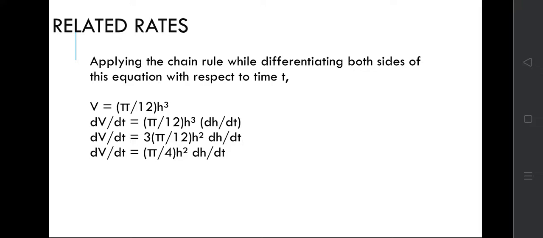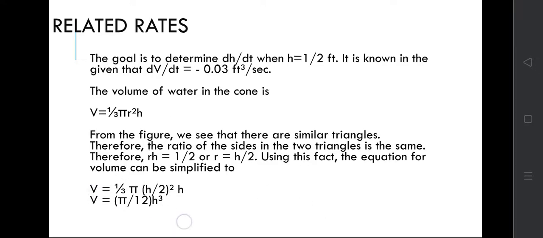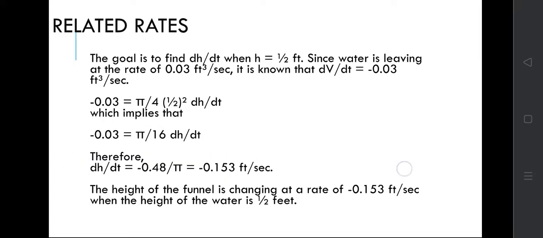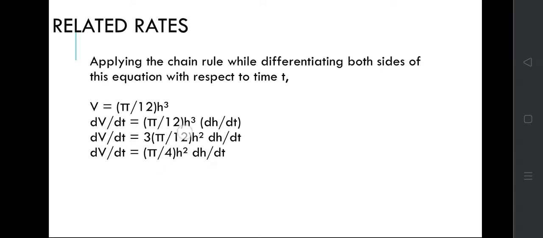Applying the chain rule, kasi may nakita na tayong equation, while differentiating both sides of the equation with respect to t, we have dv over dt is equal to pi over 4 h squared dh over dt. Ito na yung differentiated equation, yung derivative.